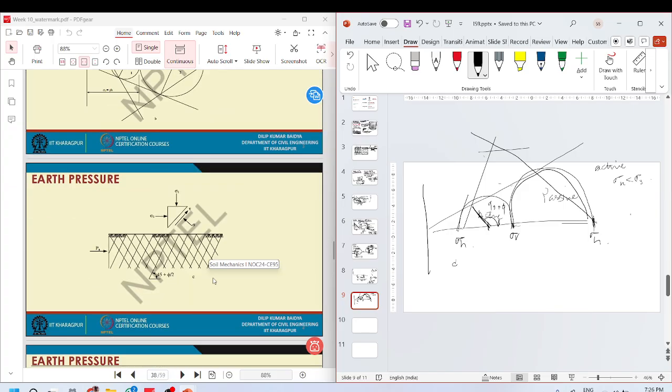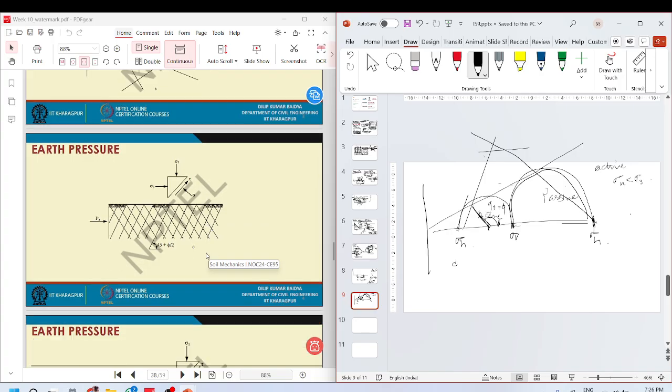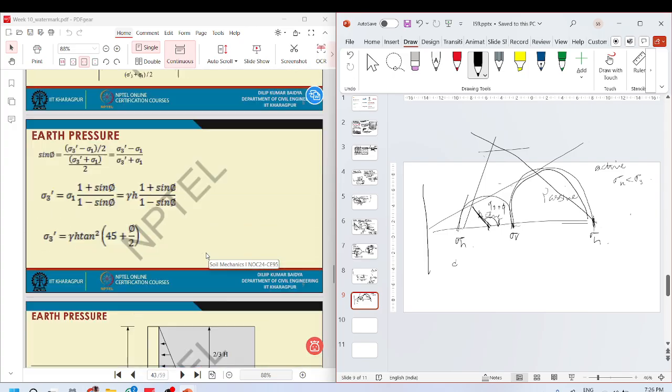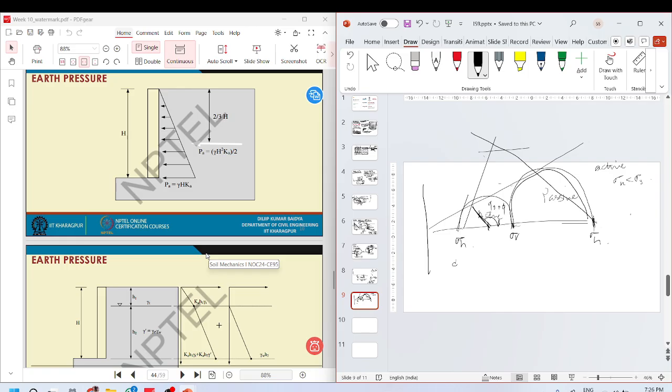Basically, the derivation I have barely forgotten about, but we know from the Mohr circle how we calculate the value of Ka and Kp. Ka is 1 minus sine phi over 1 plus sine phi, while Kp is 1 plus sine phi over 1 minus sine phi. Kp is always greater than Ka, as you can see from the formulation itself.